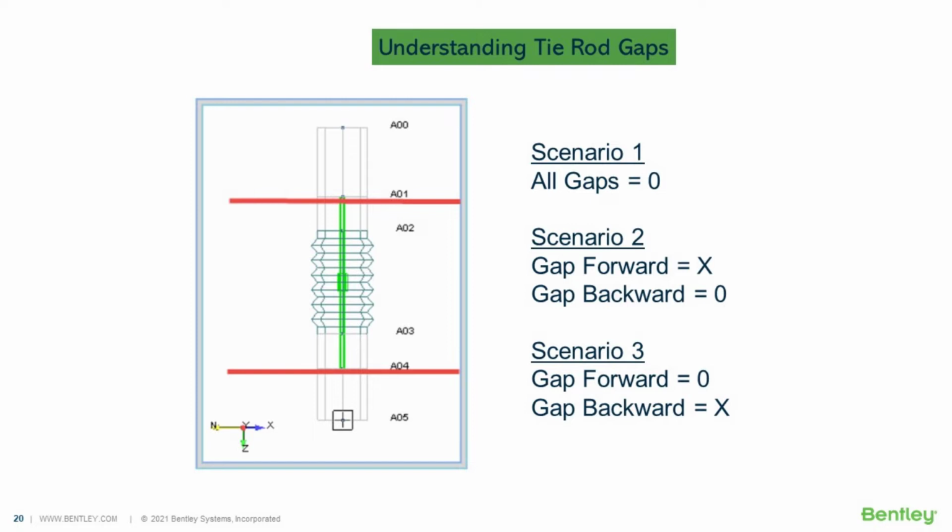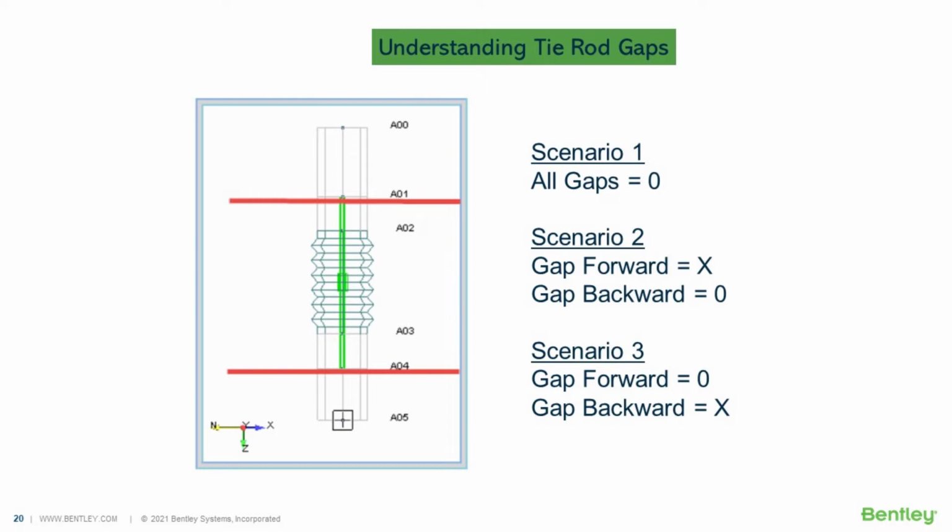So in scenario one, if all gaps are zero, the node points can move anywhere on their respective perpendicular planes, but they cannot move further apart or closer together axially. In scenario two, if the gap forward is a value x and gap backwards is zero, this configuration allows the node points to move a total of x distance closer to each other on the established axis direction. And once that gap x is closed, the support becomes completely rigid again.